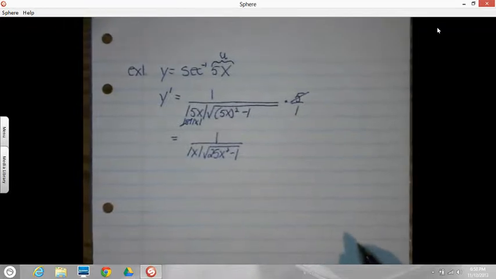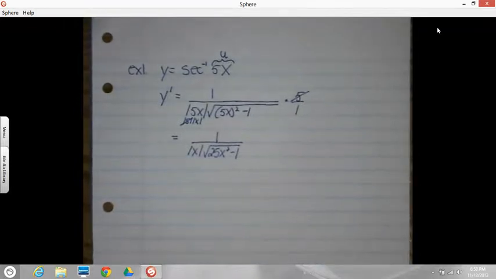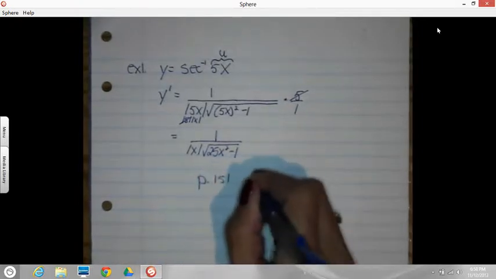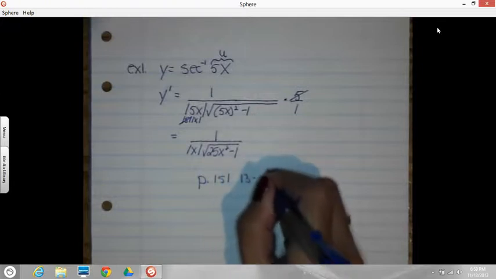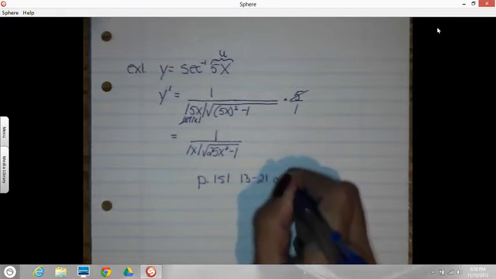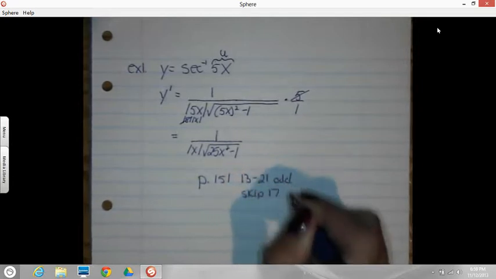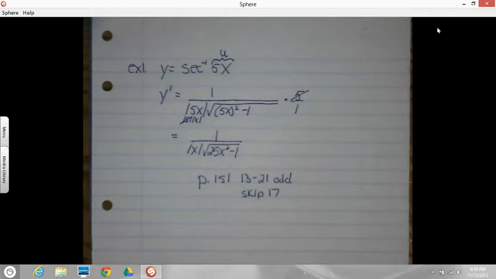And that's it. The assignment for after your quiz is going to be page 151, 13 to 21 odd, and I believe it's skip 17, I think. Let me double check real quick and make sure that's the one with the fraction in it. Yes, skipping 17. Okay, that's it.